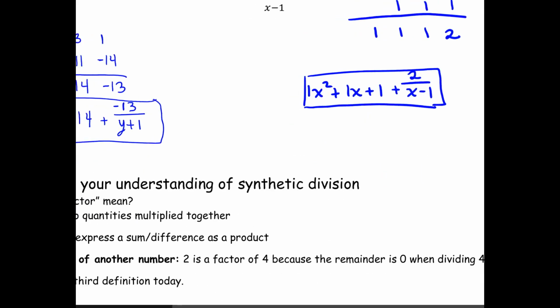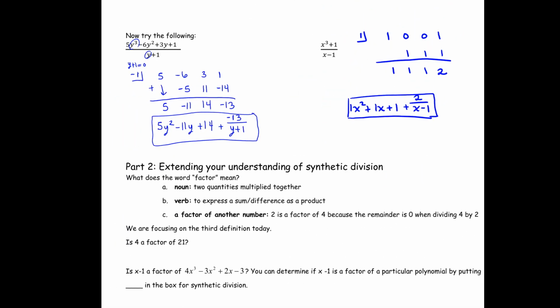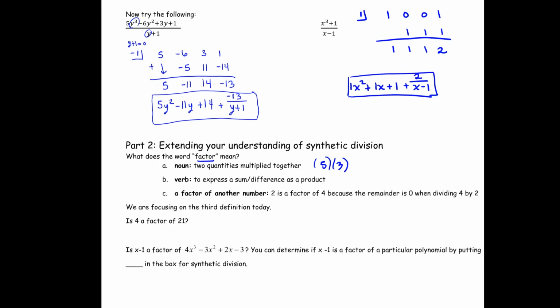Okay, we're going to extend your understanding of synthetic division just a little bit more, a little bit more depth. And we're going to be focusing first on what does the word factor mean. There's different ways you can look at a factor. First is a noun, which is just 2 quantities multiplied together. So for example, you could look at like 5 times 3 is the value of 15 factored, because it's 2 quantities multiplied together. As a verb, if you're factoring something, it means to express a sum or a difference as a product.